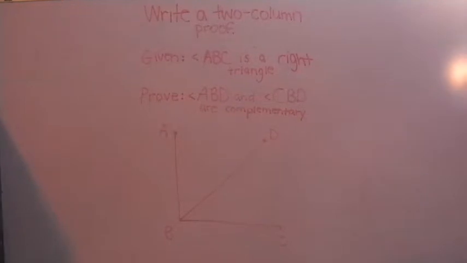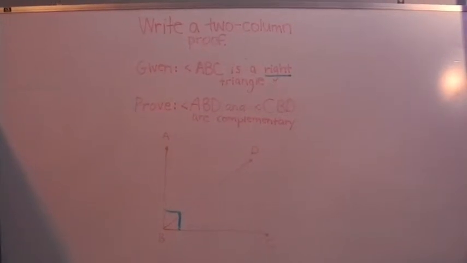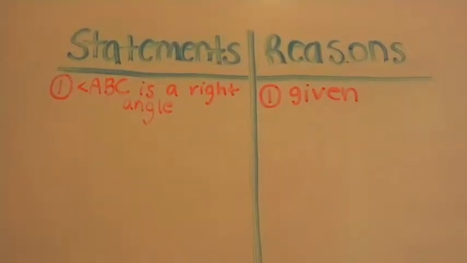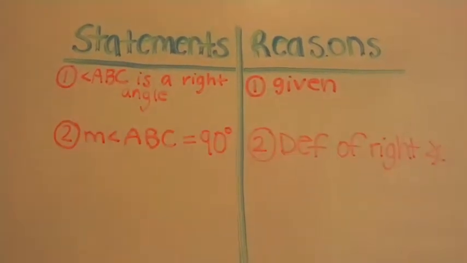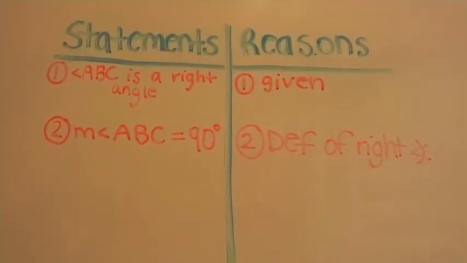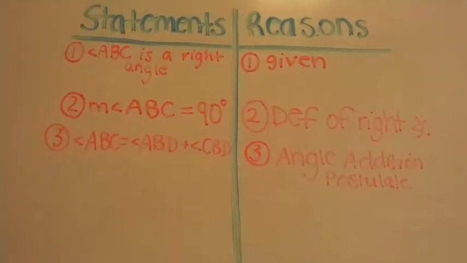Write a two-column proof. Given: angle ABC is a right angle. Prove: angle ABD and angle CBD are complementary. Angle ABC is a right angle, and the reason is that was the given. The measure of angle ABC equals 90 degrees. The reason is it's the definition of a right angle.